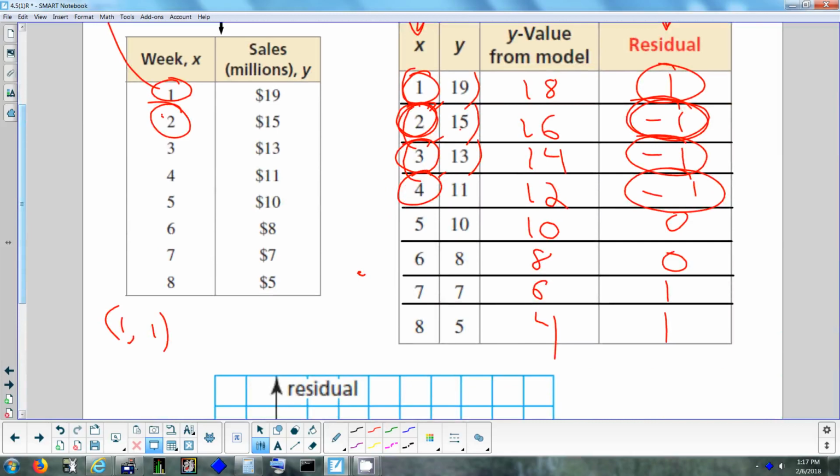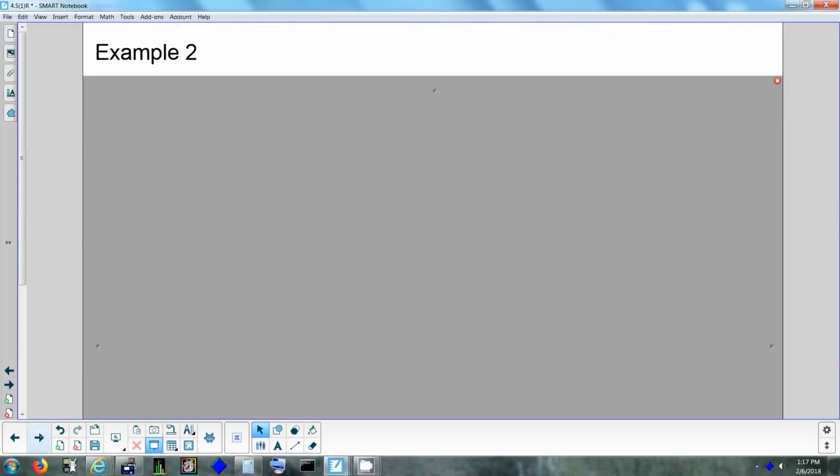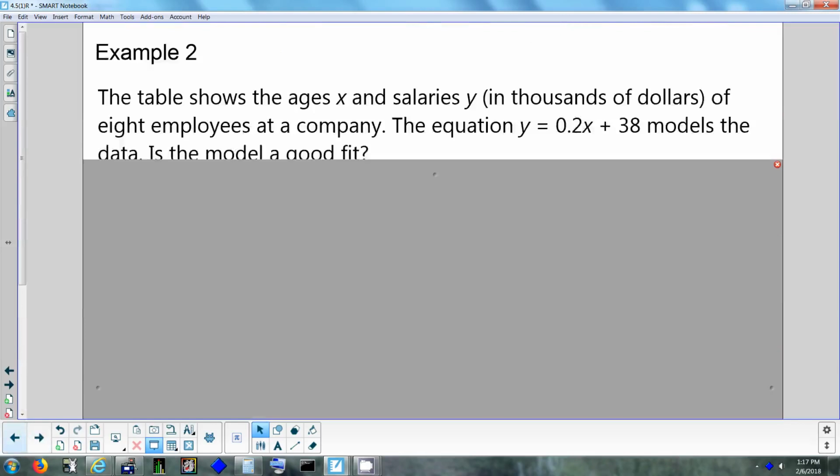Right? So on your notes it said to get the residual, it said column 2 minus column 3, but yours is set up in rows. So you just do row 2, which is the y's, minus the y value from the model. They're on top of each other, so just subtract them, right? That's how you get the residual, row 2 minus row 3.